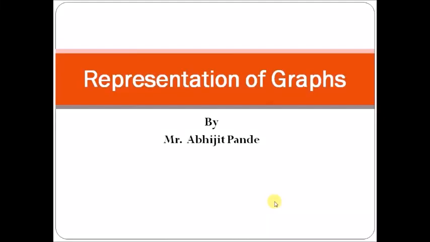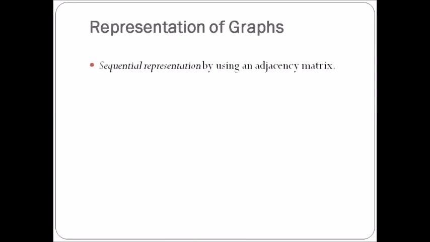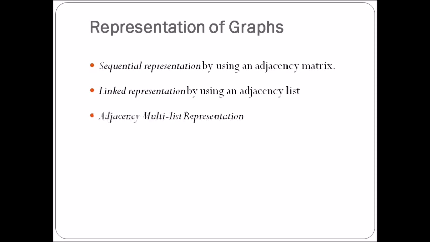Hello guys, in this video we are going to discuss the representation of the graph. The graph can be represented using three different techniques: the sequential representation, in which we use the adjacency matrix to represent a graph; second, a link representation by using an adjacency list; and third, the adjacency multi-list representation. Now we first look at the sequential representation by using an adjacency matrix.